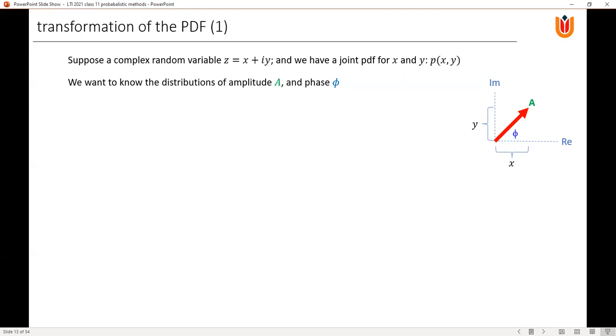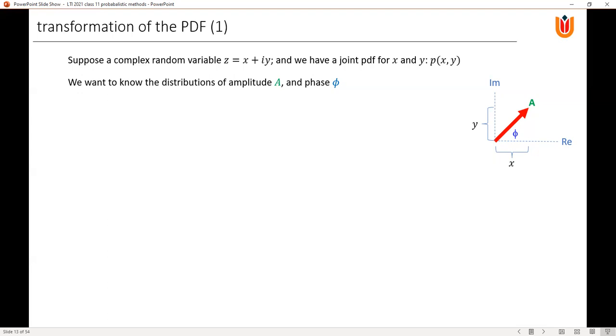And now we want to know the distribution not of x and y, so not of the real and imaginary components, but we want to know the distributions of the amplitudes and the phases. So in the complex plane, you could describe it as x and y, but now we want to know the length of the vector A and the phase angle. So how to go about that?